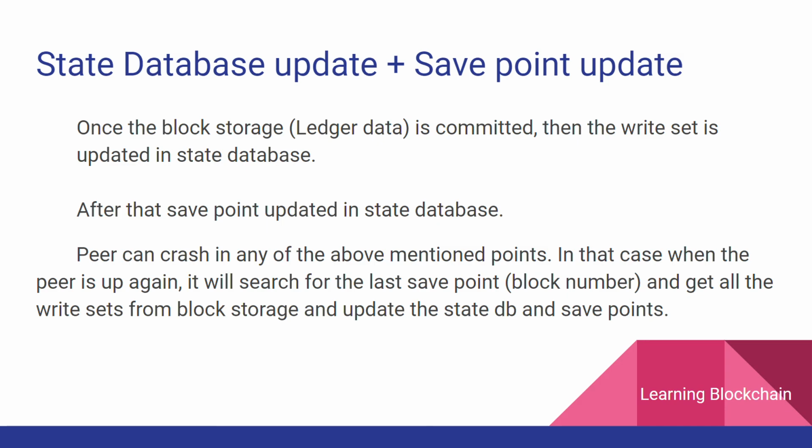So if the peer is restarting, then at that particular point it will search in the state database for the last save point. It will get the save point, and after that it will go to the block storage, that is the ledger. The ledger is our main immutable source of truth. So it will go to the ledger, fetch all the write sets, store them inside the state database, and also update the save point.